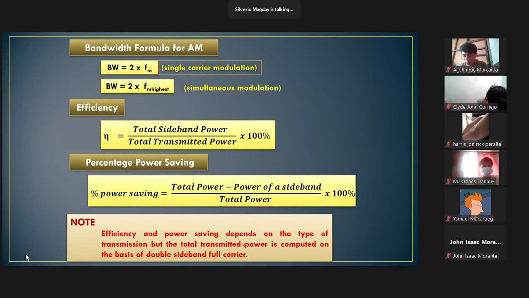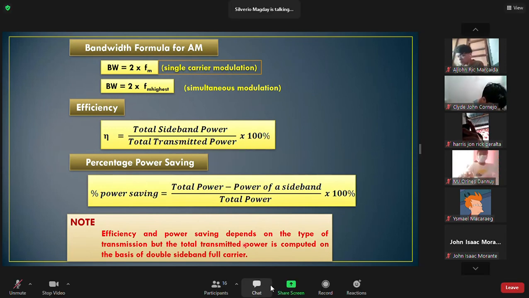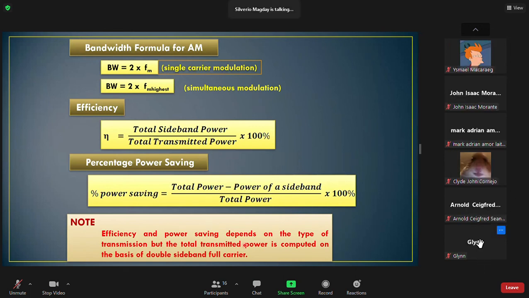Okay, bandwidth formula for AM. If a single carrier modulation, the bandwidth is simply twice the modulating frequency or the highest modulating frequency, or yung basta given sa simultaneous modulation. So, twice lang nun. So, yun yung consider natin ng bandwidth.